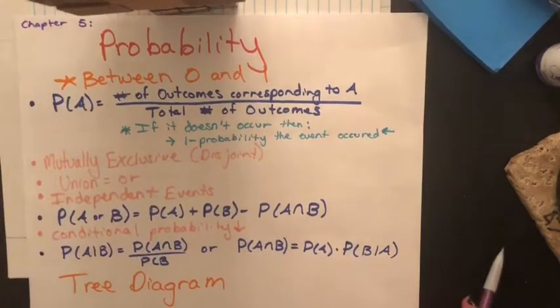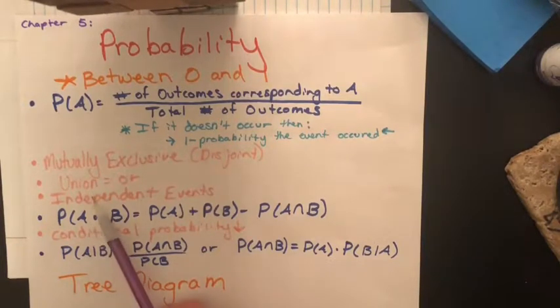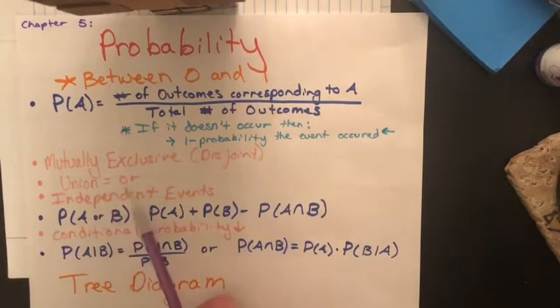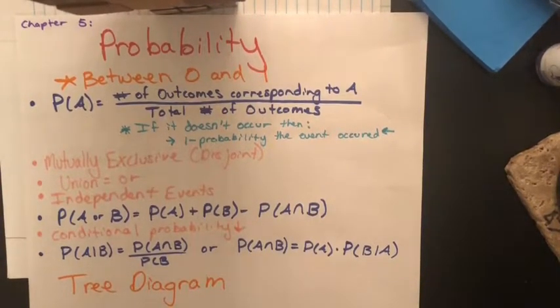If it's mutually exclusive, that's the same thing as disjoint. That means two things don't happen at the same time. Union, which was on one of our tests, means or. So just remember that. That might be on the final. Independent events mean that the outcomes don't affect each other.